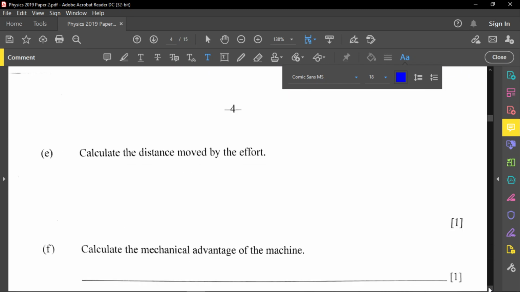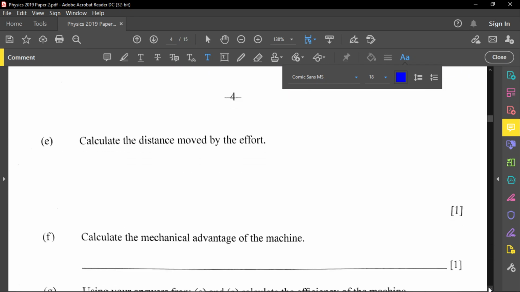Let's jump into this part of the question here. So calculate the distance moved by the effort. The distance moved by the effort, we need to note that because I'm going to show you something real quick again.